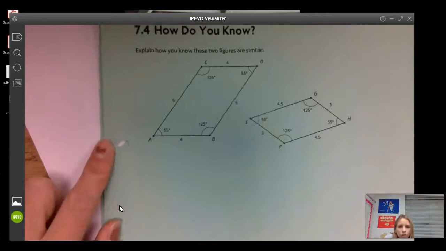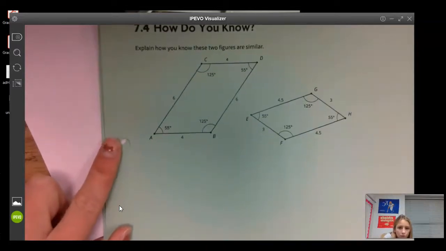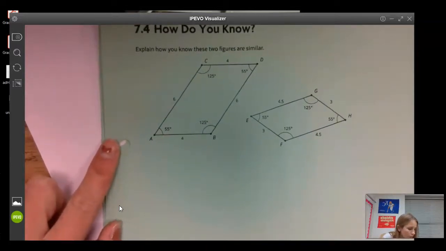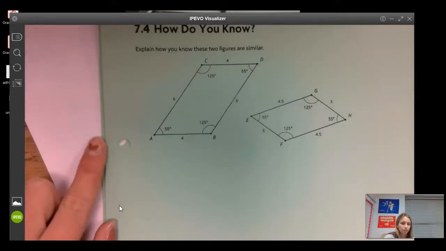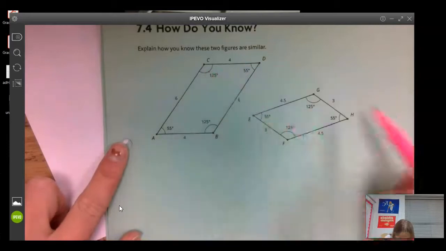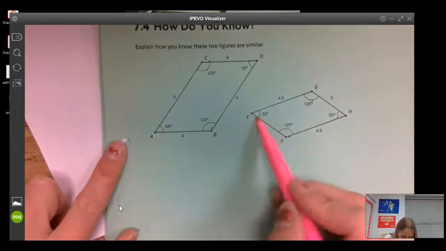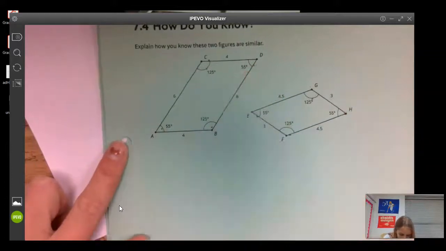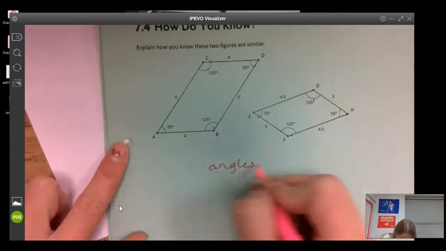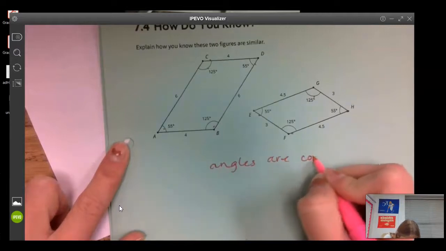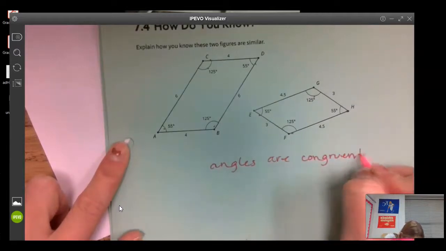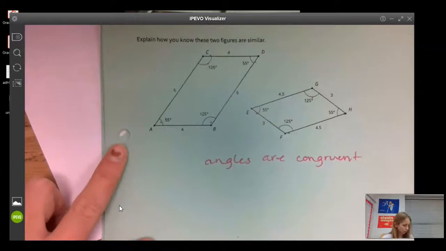Alright, how do we know that these are similar? Okay, well, what we need to do is look at their angles and side lengths. So if I look here, 25, 25, 125, 125, 55, 55, 55, 55. Angles are congruent. So that is one way we know.